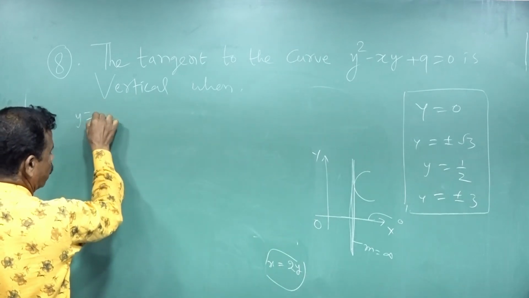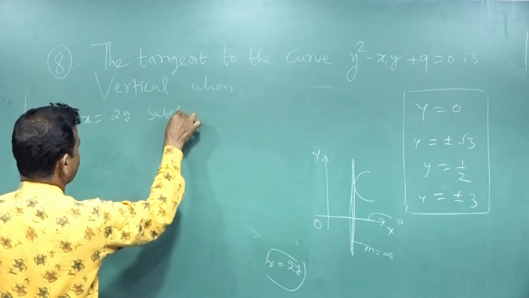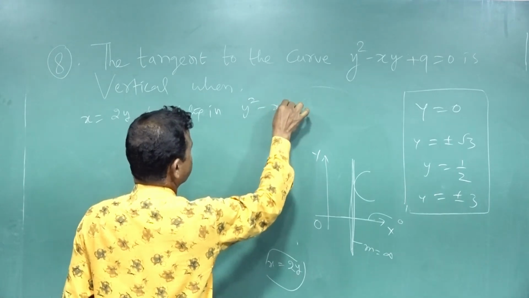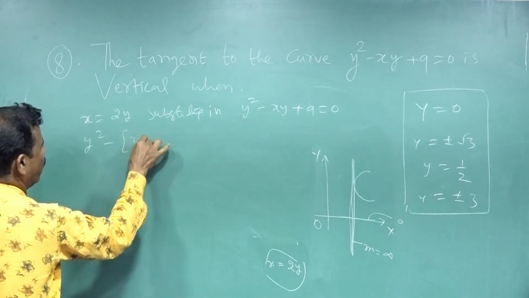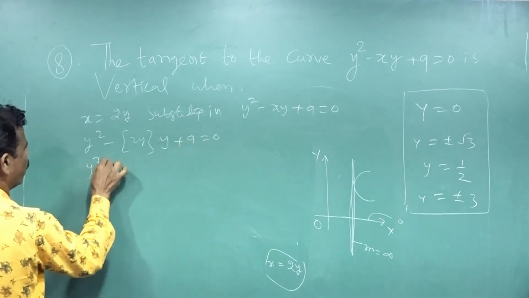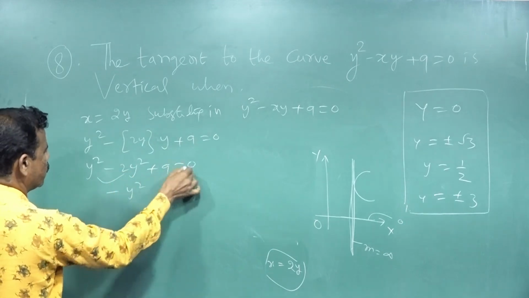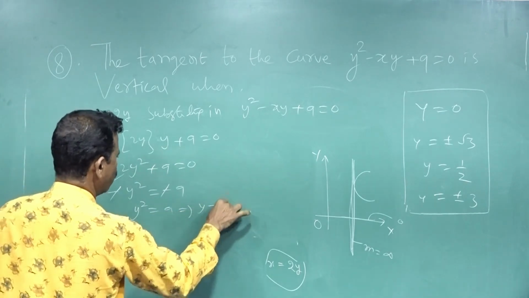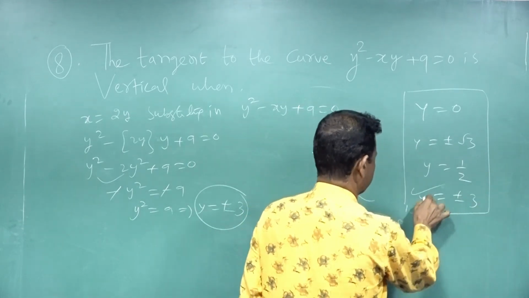Substituting x is equal to 2y in y square minus xy plus 9 is equal to 0. Then y square as it is, minus x, that is 2y into y, plus 9 is equal to 0. So y square minus 2y square plus 9 is equal to 0. From this, minus y square, and the minus 9 goes outside, minus minus cancel, y square is equal to 9. Then y is equal to plus or minus 3. Plus or minus 3 is the correct answer, the last option.